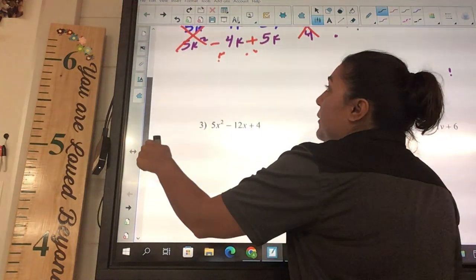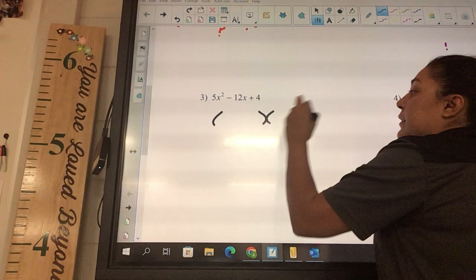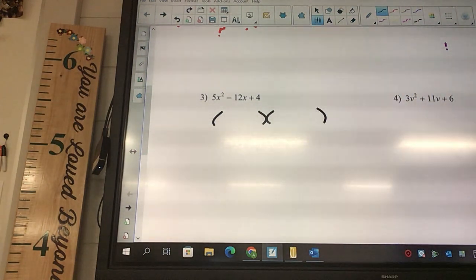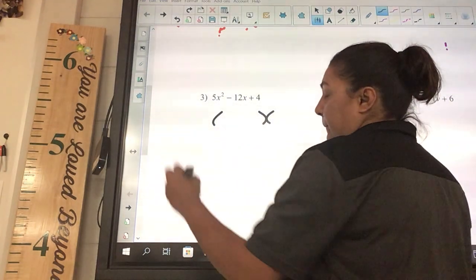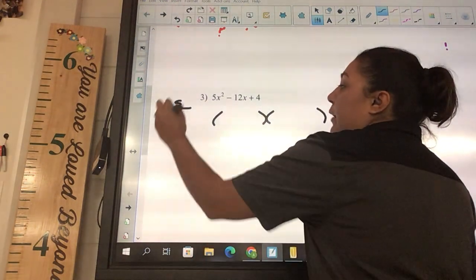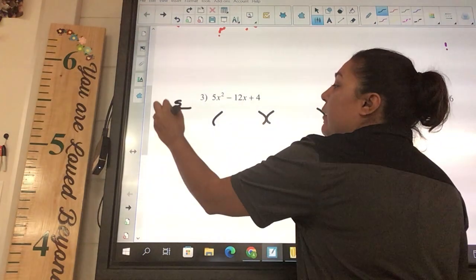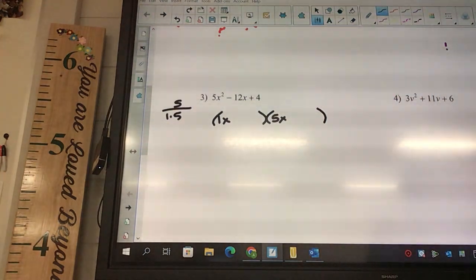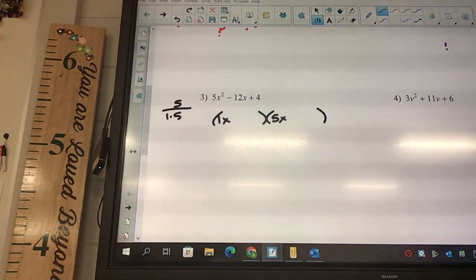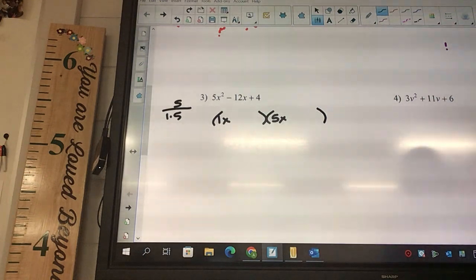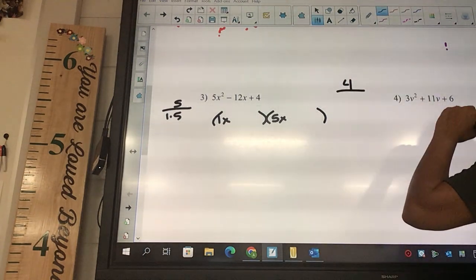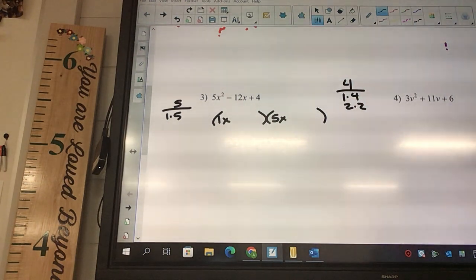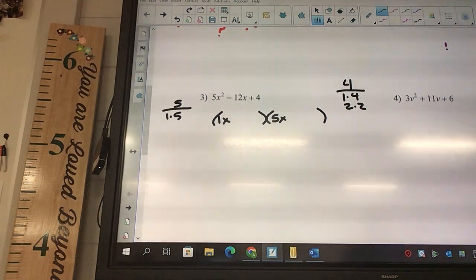Okay, our very first step is going to be to draw those 2 parentheses. Okay, we're making our list of our A, which is what? 5. Okay, what are options for 5? 1 and 5. So we can say 1x, 5x. Then we're going to make a list of what? 4. What are our options for 4? 1 and 4, 2 and 2. Okay, so it's pretty similar to the last problem. Okay, so now we've got everything down.